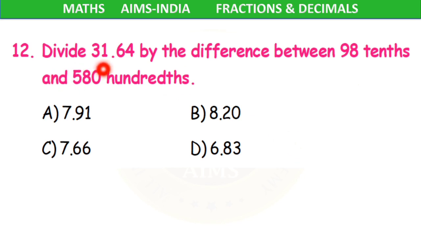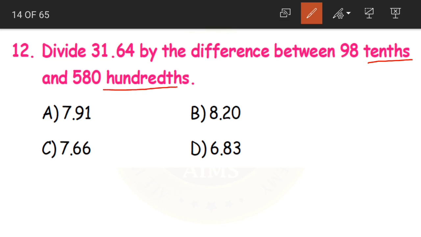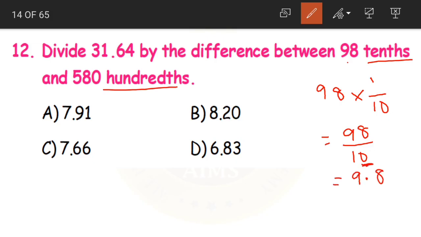Next question. Divide 31.64 by the difference between 98 tenths and 580 hundredths. If you remember this tenths and hundredths, these are the decimal places. Yes, 98 tenths means 98 into 1 by 10. That is nothing but 98 by 10. So when we convert into a decimal, it would be 9.8. Yes, in the denominator we have 10. So we'll place a decimal point after one digit from the right.